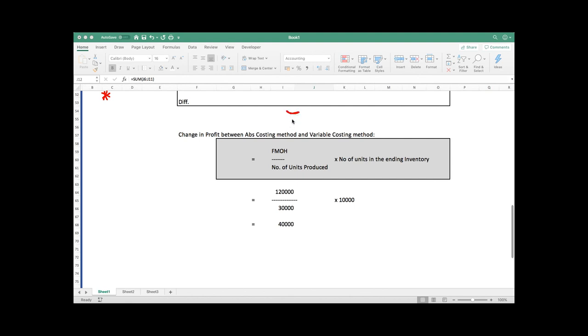And now the absorption costing method. Absorption costing method will give you higher profits. If there is a closing inventory, absorption costing method gives you higher profit as compared to variable costing method. And variable costing method, yes, it shows less profit. So there is a small homework for you.